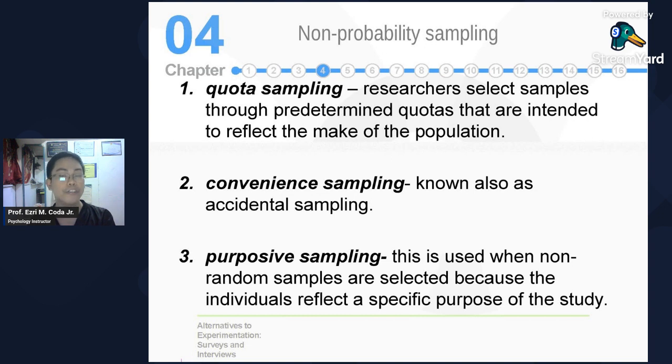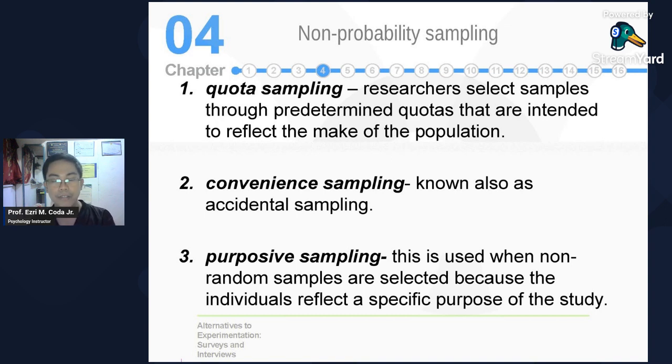So regardless of the randomization of your selection, as long as it reaches the quota of your sample, then it's enough for quota sampling. While convenience sampling, known also as accidental sampling, is that if your population are all psychology students, and then you use convenience sampling, you will just select those participants who are convenient or available to you. So that is convenience sampling.